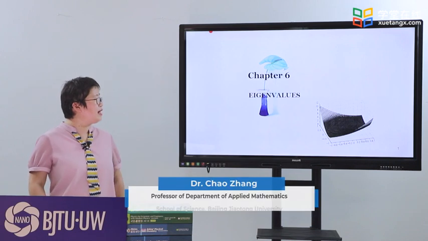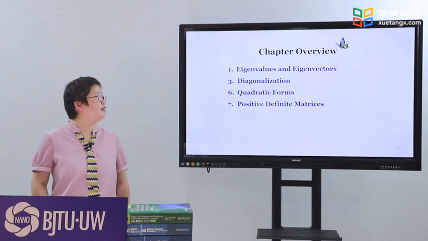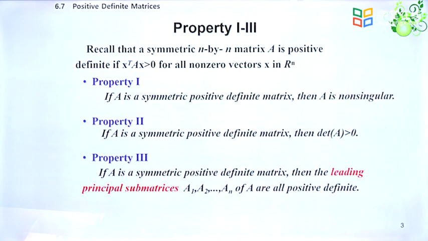We continue to learn Chapter 6, Eigenvalues. Section 7, Positive Definite Matrices. First, we mention the properties 1, 2, 3 for positive definite matrix.